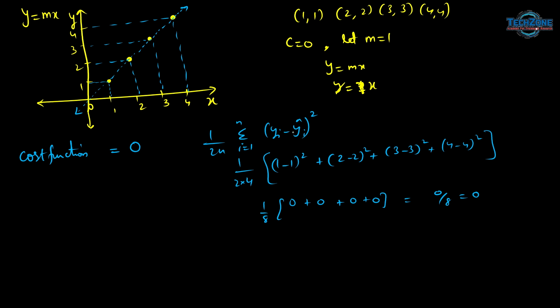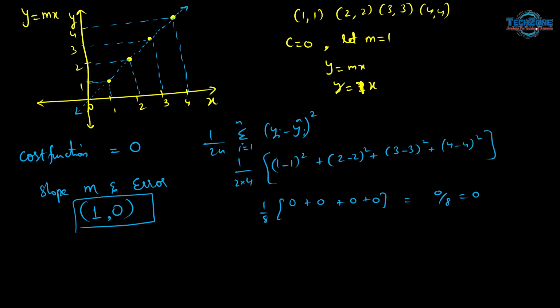Now what we'll do is we'll draw a graph between slope, that is m, and error, that is cost function. So when m is equal to 1, what is the error? It is equal to 0. We'll come back to this point afterwards. Okay, (1, 0). What will happen if we change the slope?